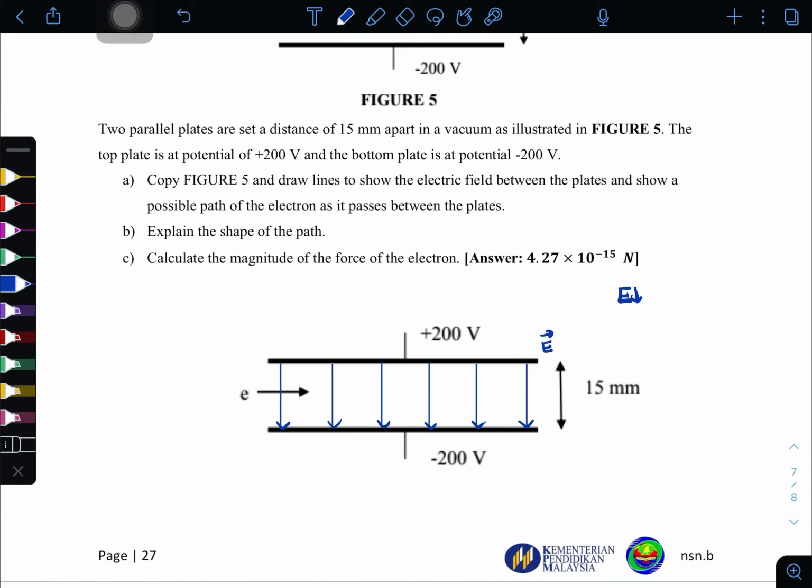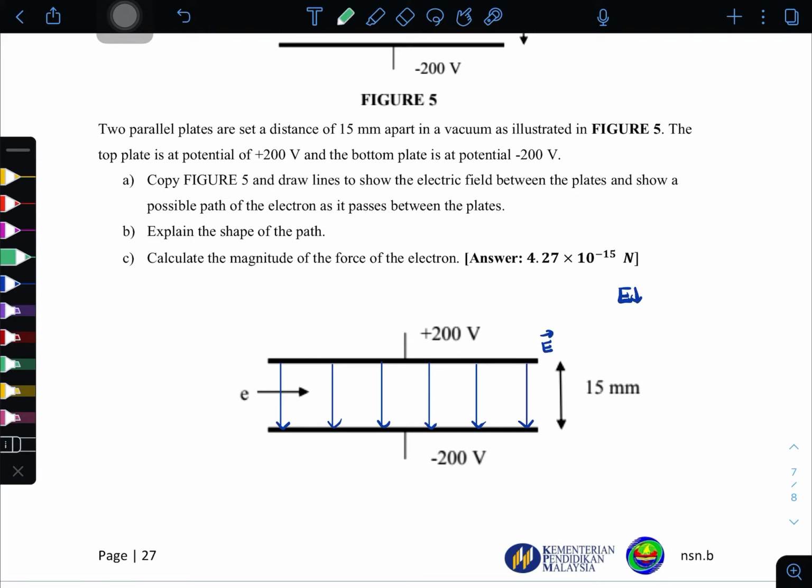Alright. And the possible path of the electron as it passes between the plates. So as we know, ini case yang kedua. Kenapa case yang kedua? Sebab elektron dia tak kata pun keluar dalam keadaan uniform velocity ataupun constant velocity ataupun zero acceleration. So elektron bercharge negatif, so dia akan tertarik ke positive plate. So dia akan membentuk a parabolic path. So that's why kita sketch tak semestinya kena betul-betul tepat.